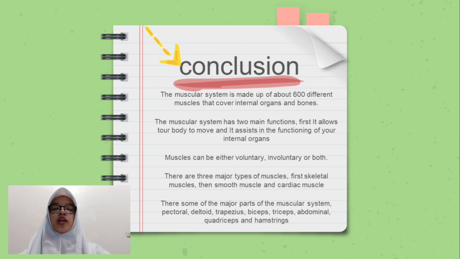They are some of the major parts of the muscular system: pectoral, deltoid, trapezius, bicep, tricep, abdominal, quadricep, and hamstring.